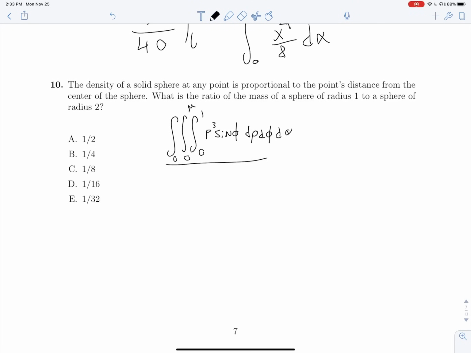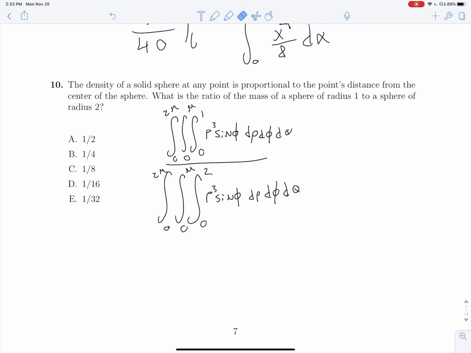and then we want the ratio of that over a sphere of radius 2. So this will be rho cubed sine phi, and of course it's rho cubed in here because it would be rho squared, but then we have to add in our rho, which is our density function. So d rho d phi d theta from 0 to 2 this time, from 0 to pi, from 0 to 2 pi.